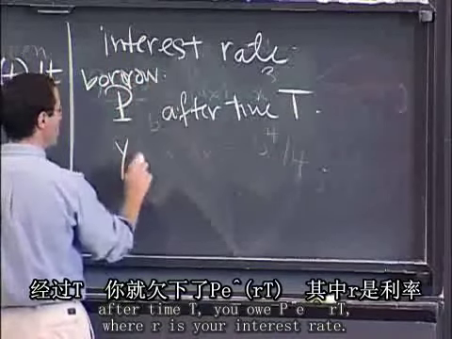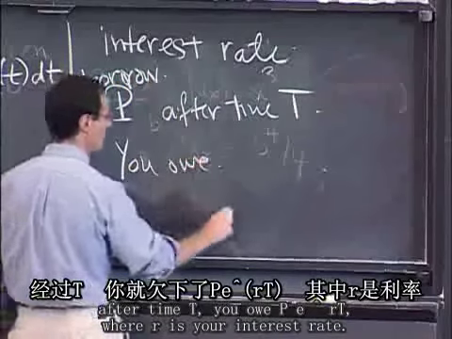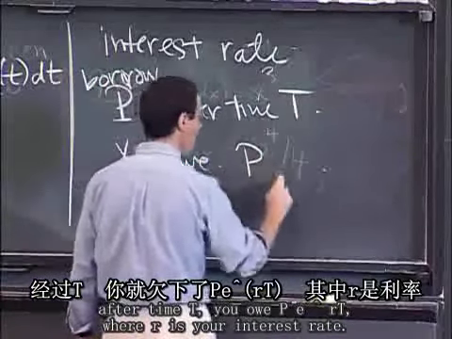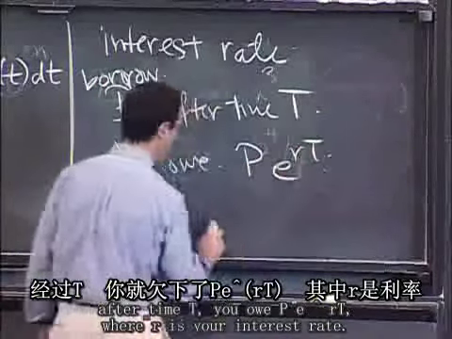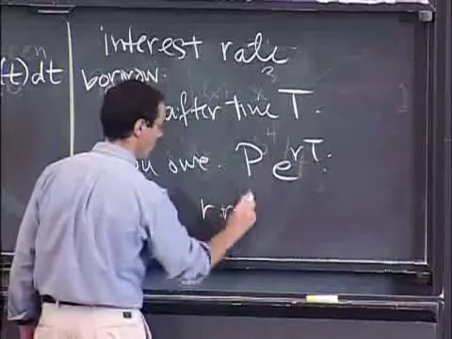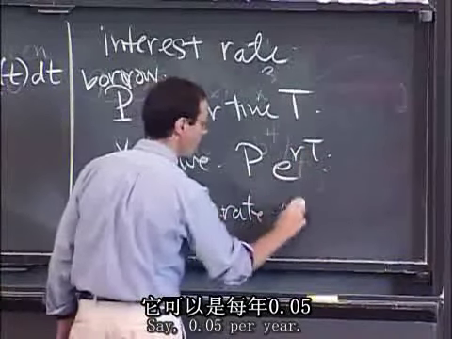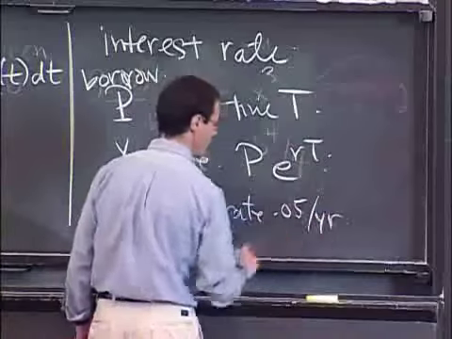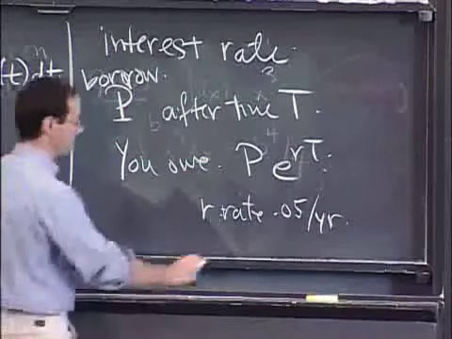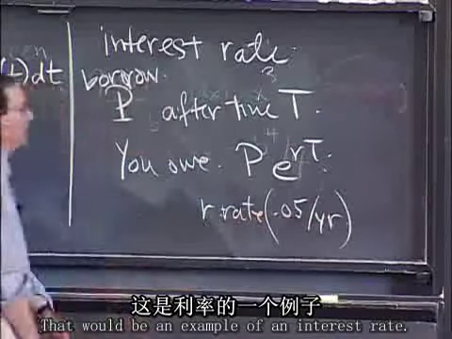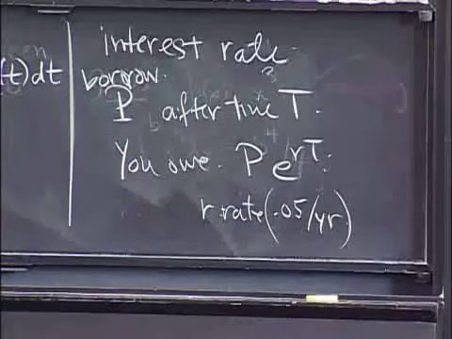after time T, you owe P times e to the rT, where r is your interest rate. Say 0.05 per year. Okay? That would be an example of an interest rate.